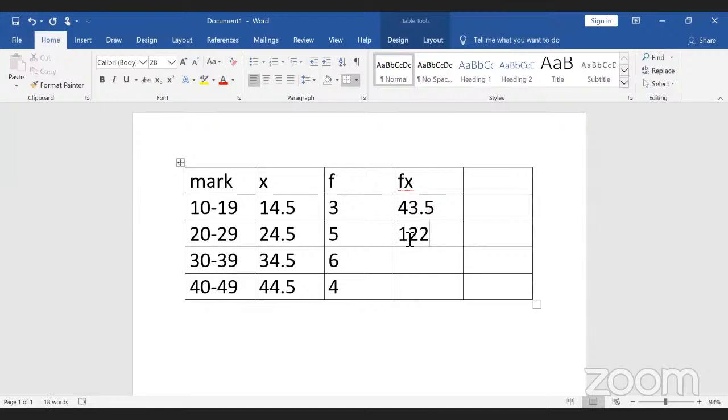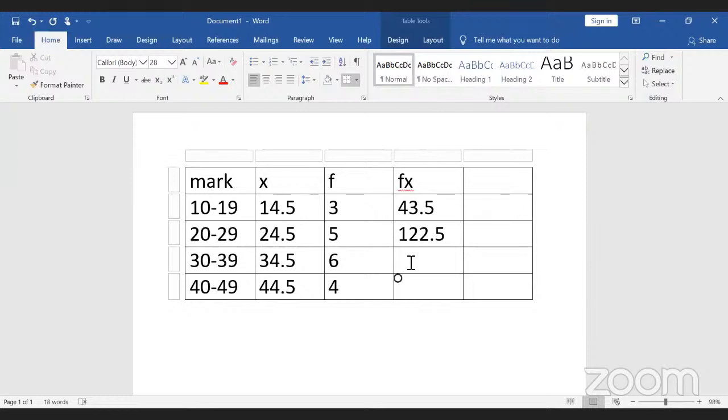30.61. That is 30.61. Can somebody else confirm that that is the mean? Confirmed. So the procedure was get X, get F, get the product Fx.